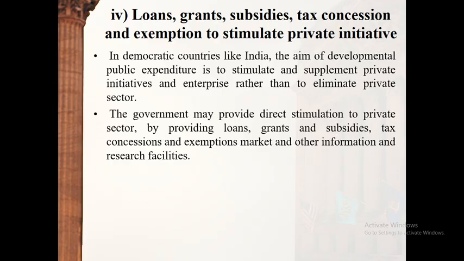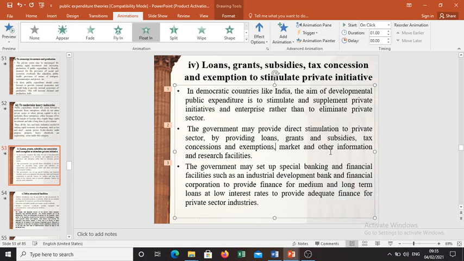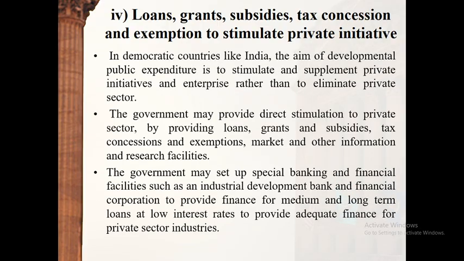Market and other information and research facilities, tax concessions and exemptions, market and other information and research facilities to the private sector. The government may set up special banking and financial facilities such as the Industrial Development Bank and Financial Corporation to provide finance for medium and long-term loans at low interest rates, to provide adequate finance for private sector industries.